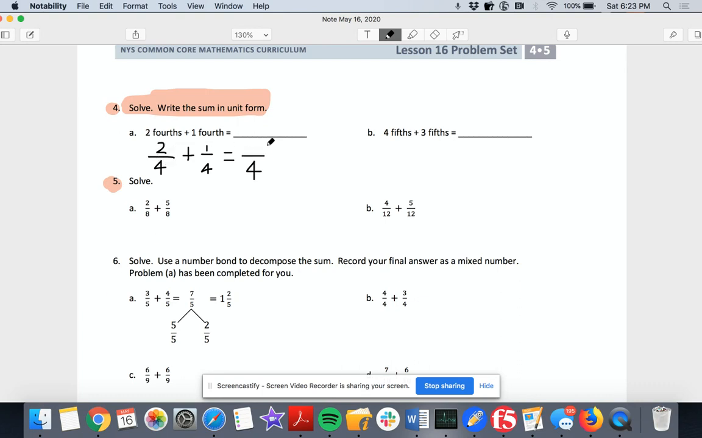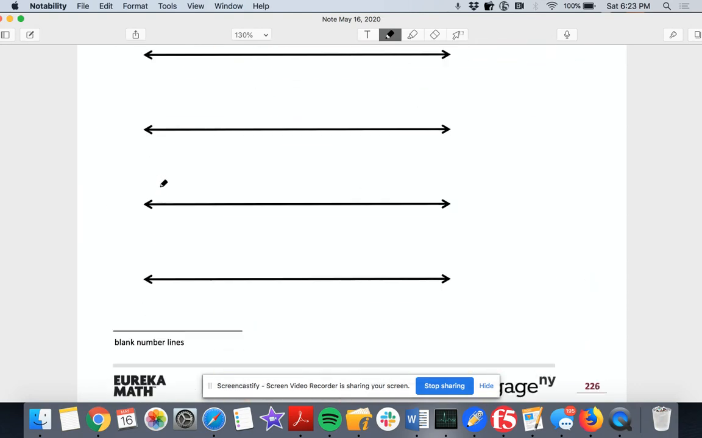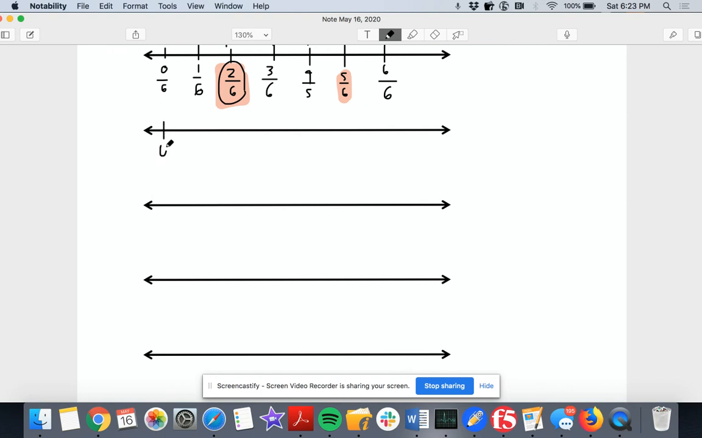What is 2 plus 1? That is easy, that is 3. So I am left with 3 over 4 as my answer. Let's go ahead and show this really quickly on the number line. 0 over 4, 1 over 4, 2 over 4, 3 over 4, and then finally I have 4 over 4.